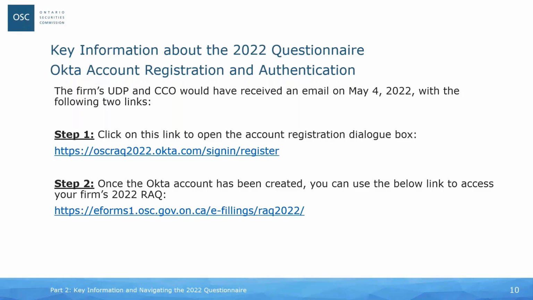The first URL will take you to the Okta account registration page. This is where you would create your Okta account, register the account to your email address, set up your account password, and verify your email. Once your account has been fully set up, you would then go to the second URL, which would take you to the login screen where you would use your Okta account credentials that you had just created to access your firm's 2022 questionnaire.